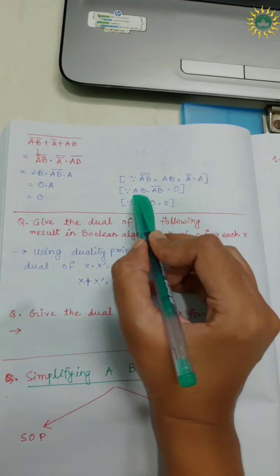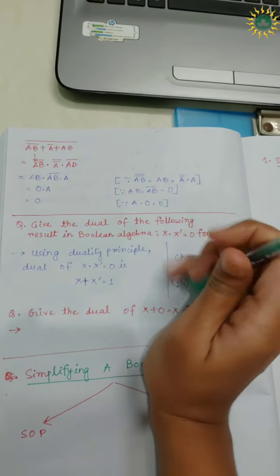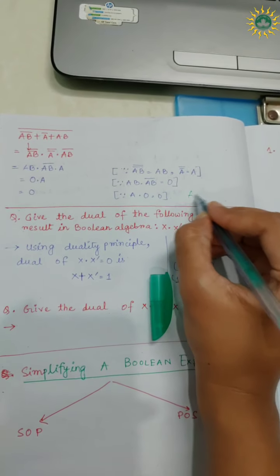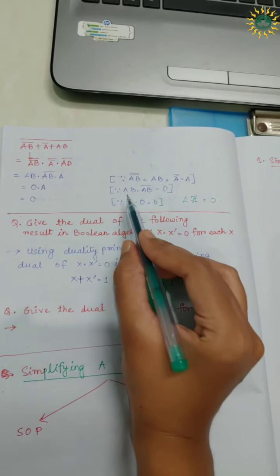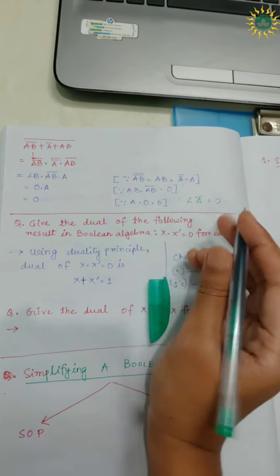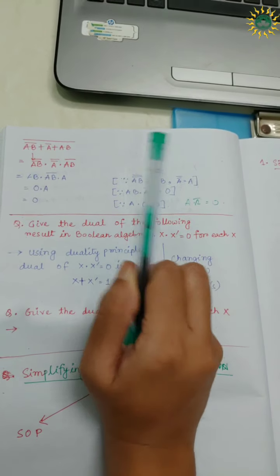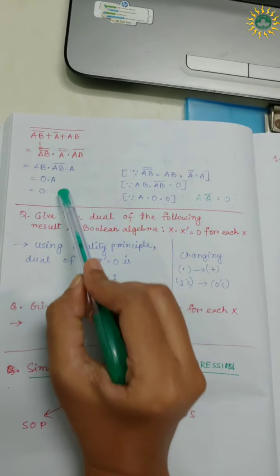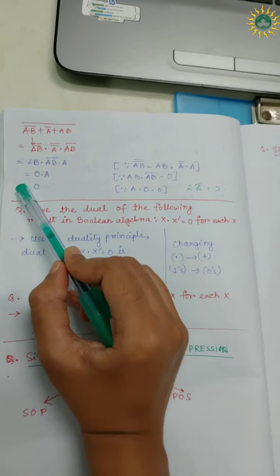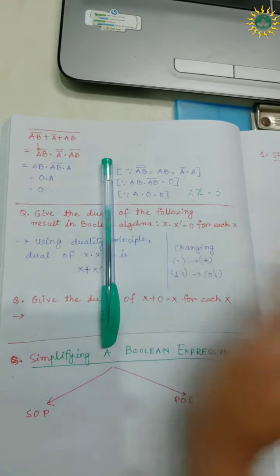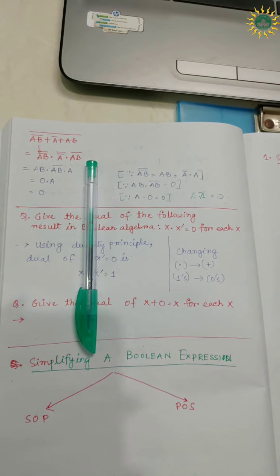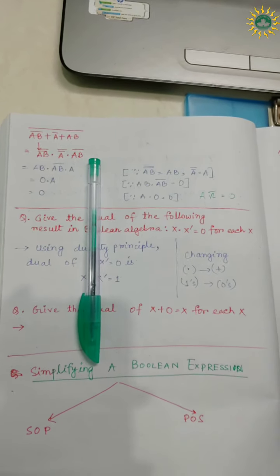Now the next law we are using is, if we have A into A bar, it will give you 0. That we are using, AB into AB bar will give you 0. That's why we are getting 0 here, and then we are multiplying it by the leftover A, and anything into 0 is giving you 0. Understood? Everything clear, guys? Or should I make you understand it again?